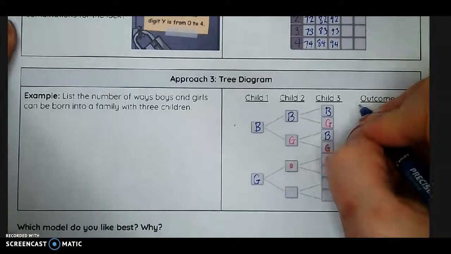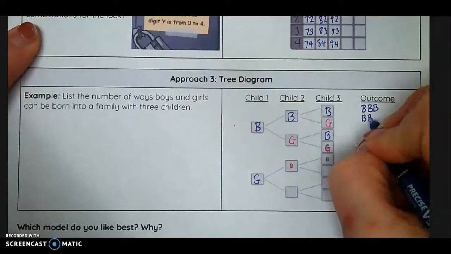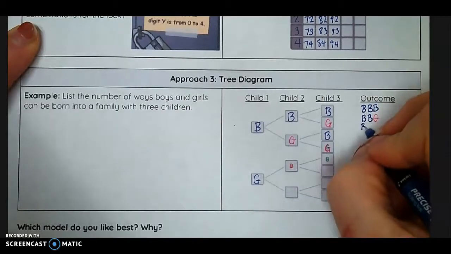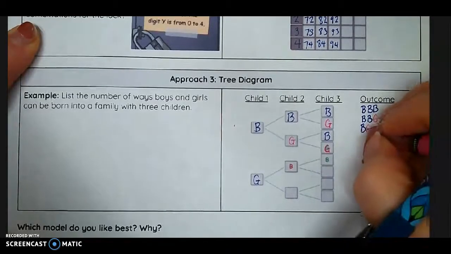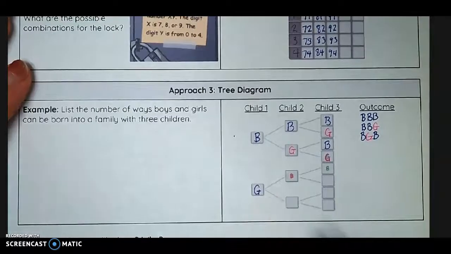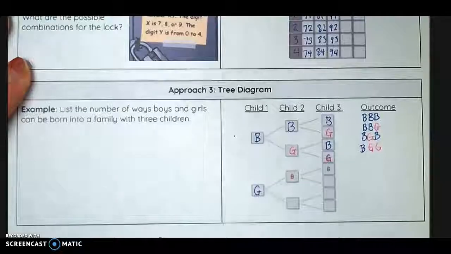So on that first top part, I have boy, boy, boy, boy, boy, girl, boy, girl, boy, and boy, girl, girl. So those are my top options.